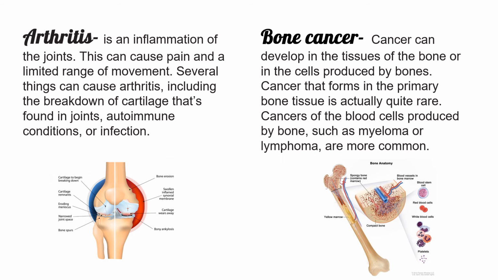The next one is bone cancer. As we know, there are many different types of cancer, but we are only going to focus on the one that affects directly the bone. Cancer can develop in the tissue of the bone or in the cells produced by bones. The cancer that forms primarily in bone tissue is quite rare. The more common are the cancers of the blood cells produced by bone, such as myeloma or lymphoma.